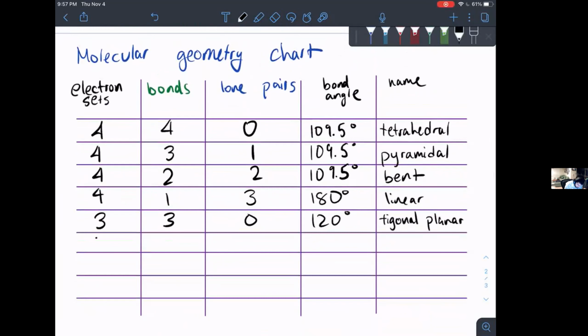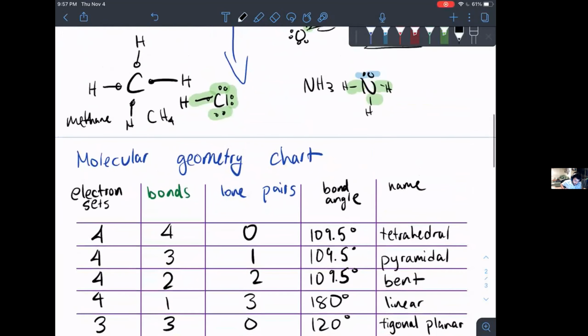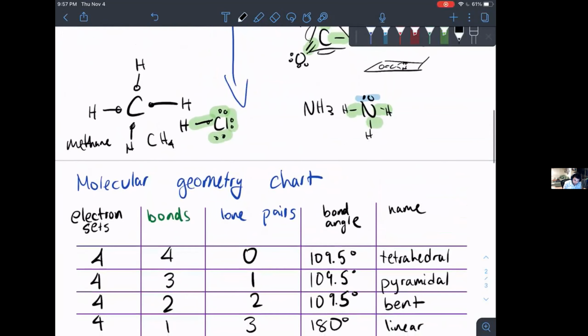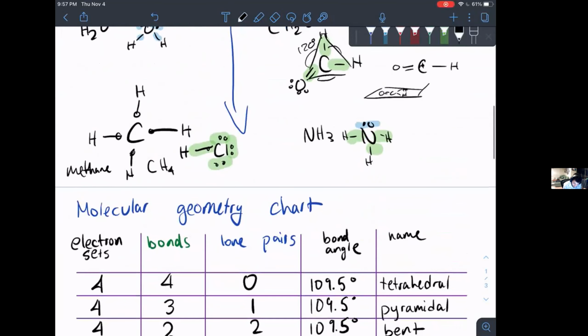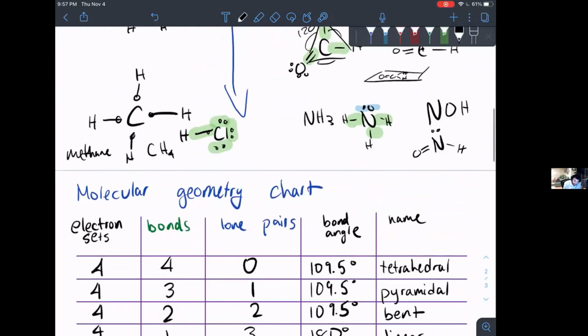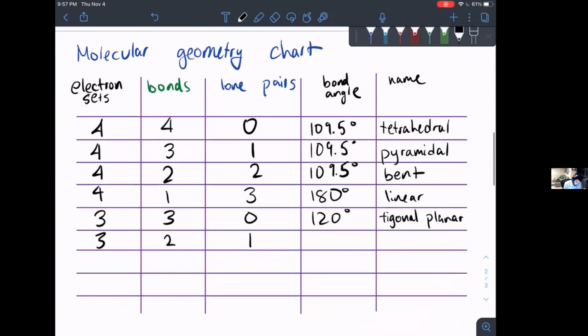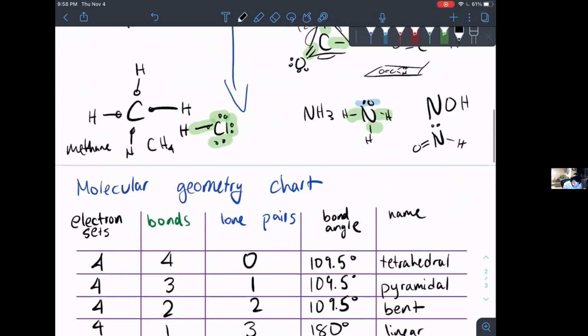So up next, we have 3 sets, 2 bonds, 1 pair. You'll notice I'm just starting from the max bonds, going to the max pairs. And a good example of this might be, oh boy, I have to think about it. Oh no, I got one. A good example of this might be, nope, scratch that. NOH. And so we're going to do a nitrogen, double bond to an oxygen, single bond to a hydrogen with 2 valence electrons. And this is going to have another bond angle of 120 degrees.